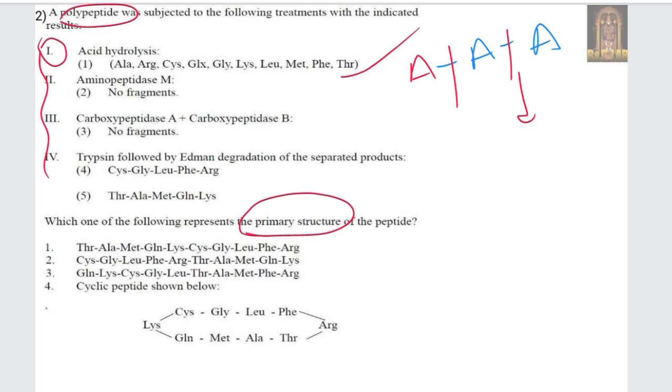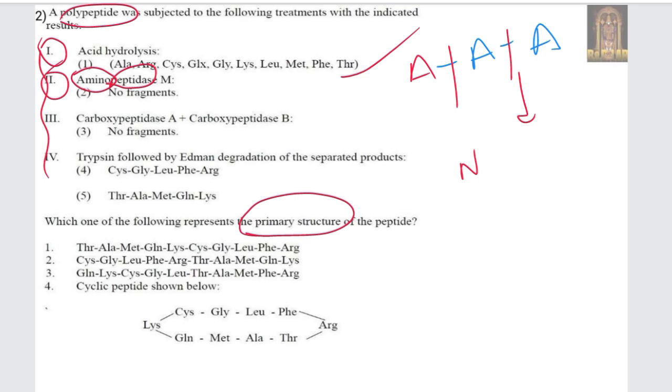So depending on this treatment, you can tell which kind of amino acids are present here. Let's go to the second option. The aminopeptidase M is an enzyme, and depending on the name you can say that amino means it can only detect the free N-terminal end of a polypeptide, and peptidase means it has peptidase activity, that is, it can break peptide bonds. So if there is a free N-terminal end in the polypeptide, then only it can bind there and show its peptidase activity.